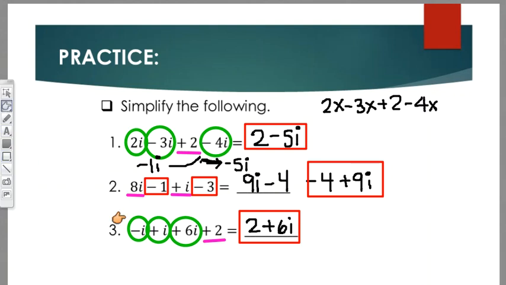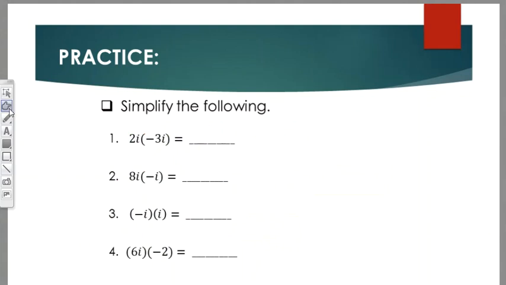All right, how did you do? Did you notice that the negative 1i plus 1i, they cancel? And then really all you're left with is the 6i and then 2. Don't forget, you've got to have your real plus your imaginary. All right, let's keep practicing.